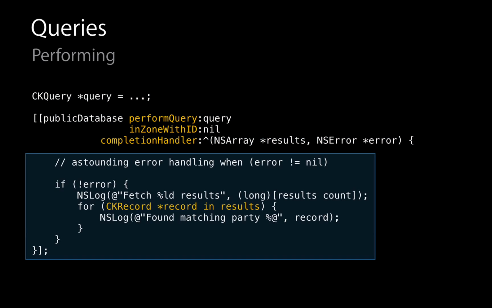Let's have a look at what happens in the completion handler. First, of course, amazing error handling. Second, if we don't have errors, let's have a look at the results. And you'll see here that the results are actually CKRecord instances. These are live objects. If I wanted to, I could pull data off of them, I could set data on them, and I could even choose to save them back to the server.